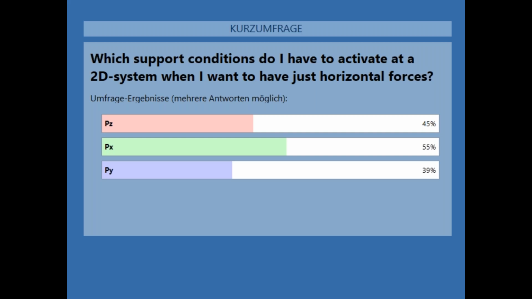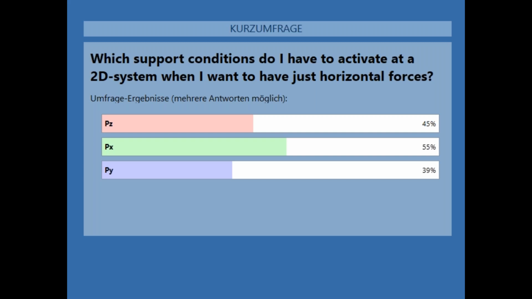Yeah. So which support conditions do I have to activate at the 2D system when I want to have just horizontal forces? So in general, horizontal forces are X and Y forces. So therefore you have to activate Px and Py. Honestly, I'm sorry for the bad question. Now I see it myself. This question is formulated very unclear.